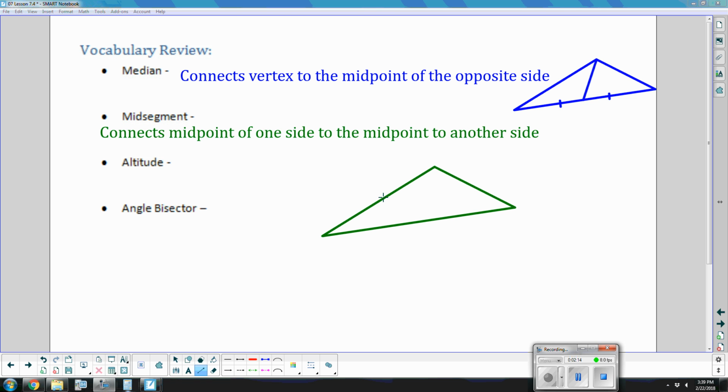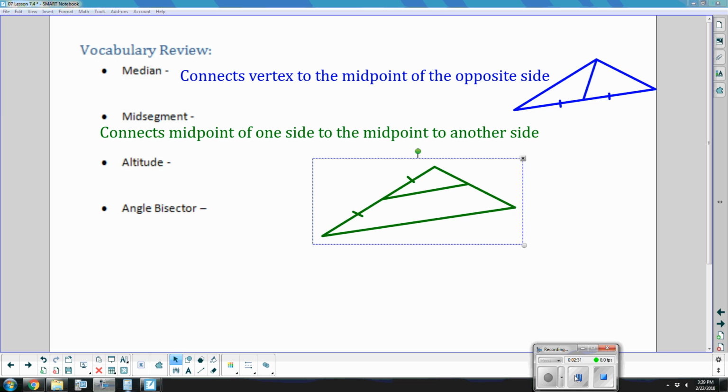So if this is our triangle, we're looking at a midpoint and connecting it to another midpoint. That means this side and this side are congruent, and then also that those second two segments are congruent. So that's midpoint to midpoint, that's a midsegment.